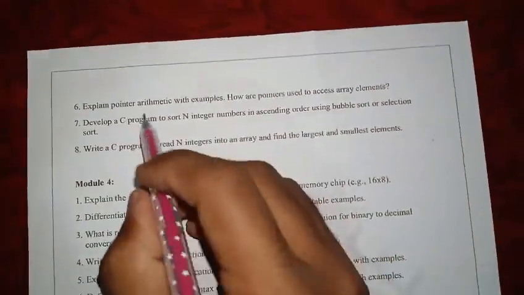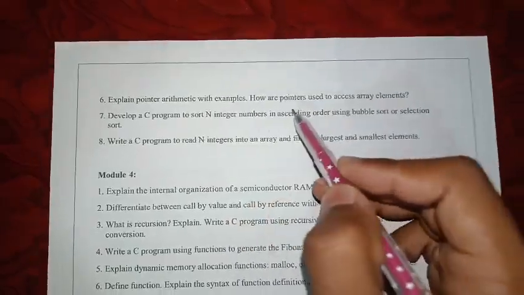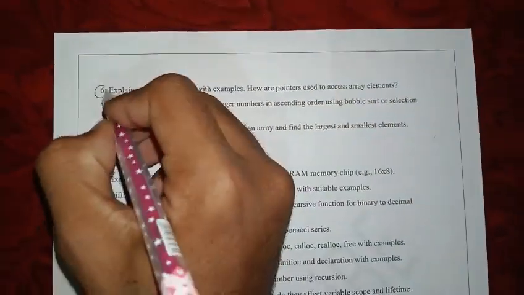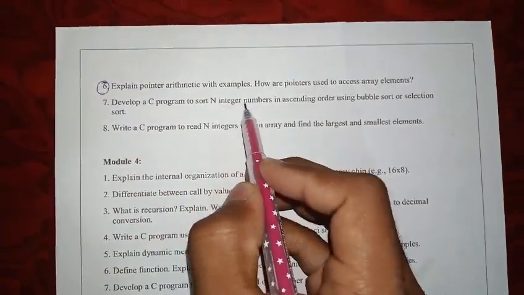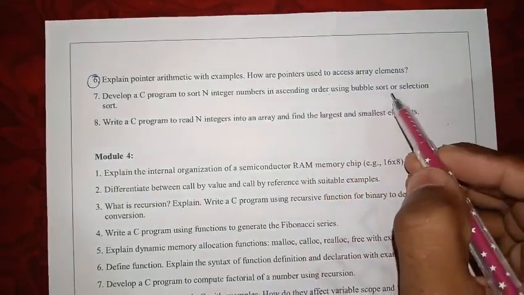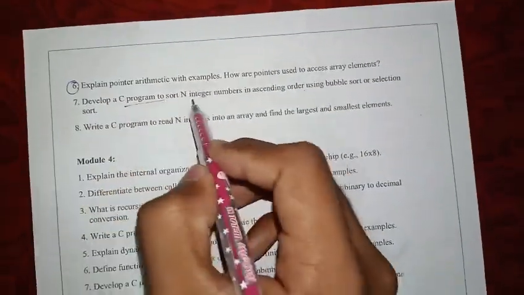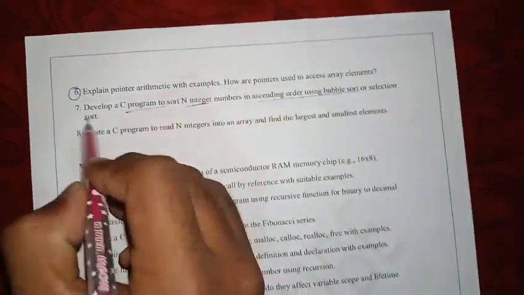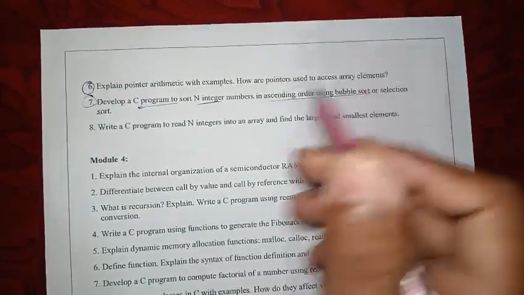So let's go to the sixth question. Explain pointer arithmetic with examples. How are pointers used to access array elements? This is also an important question. Seventh, develop a C program to sort n integer numbers in ascending order using bubble sort or selection sort. We have to develop a C program for this given statement.